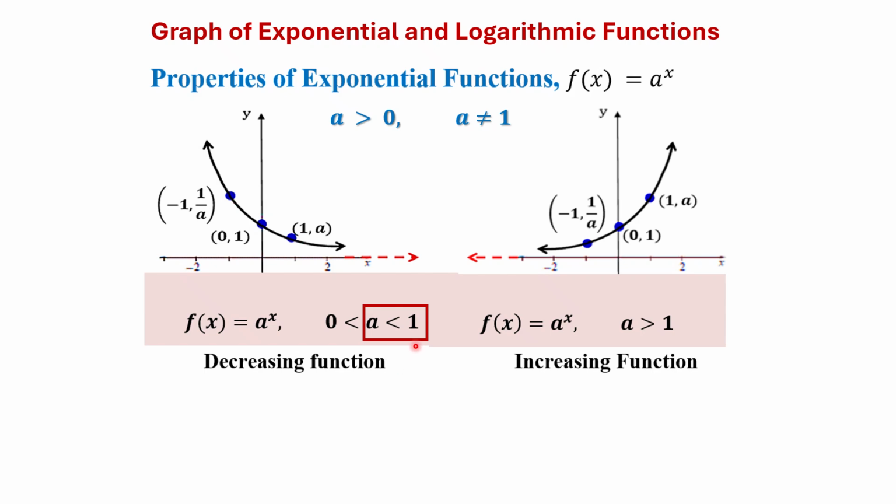When a is less than 1, the graph of the exponential a power x will be a decreasing function like this. And when a is greater than 1, the graph of the exponential function a power x is an increasing function like that.